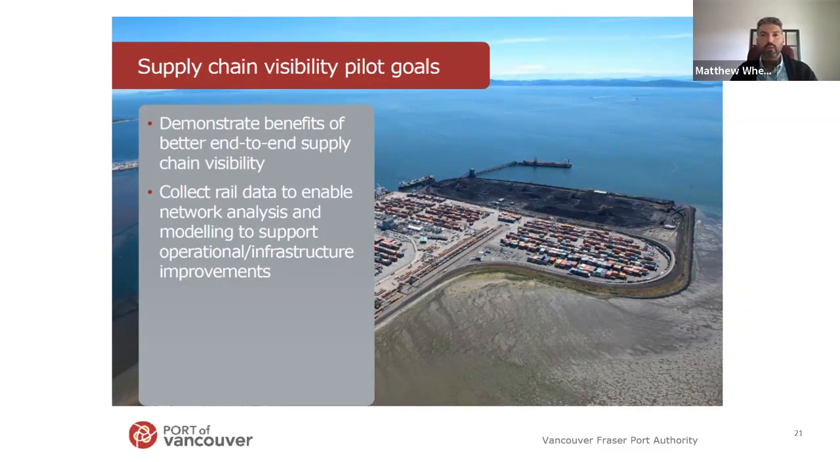The objectives of the supply chain visibility pilot. Like I said, Transport Canada invested $250,000 in 2018 to launch the pilot. The objective of this pilot was to demonstrate benefits of better end-to-end supply chain visibility, identify bottlenecks and improve planning of capacity and public-private investment in the region, and create trust and collaboration across stakeholders by developing a platform for the secure collection, validation, and reporting of supply chain metrics for key commodities moved to the BC Lower Mainland.